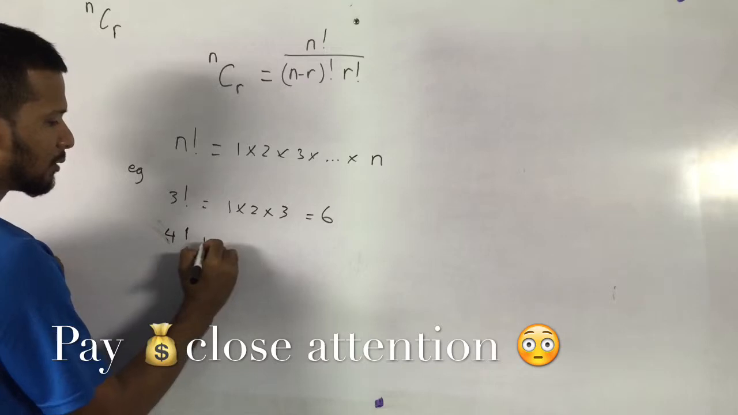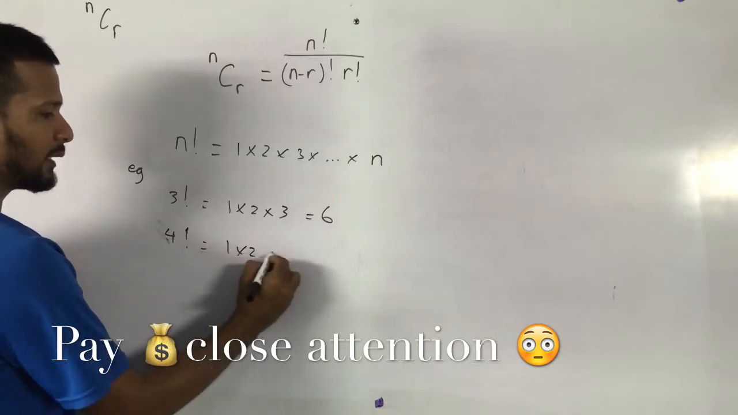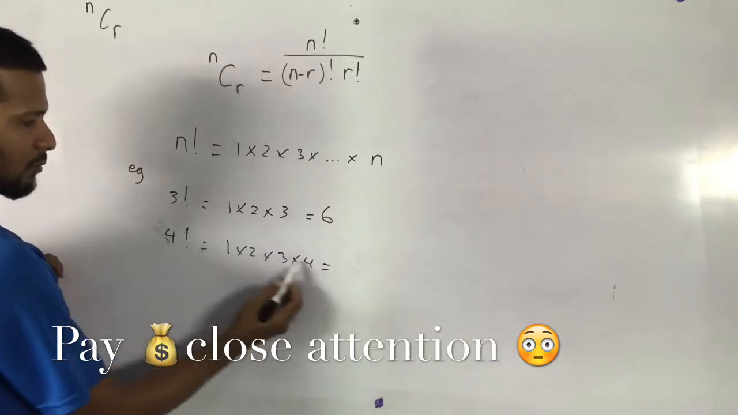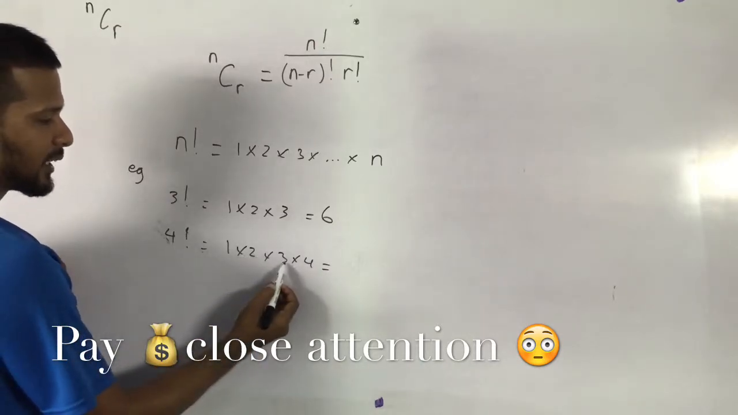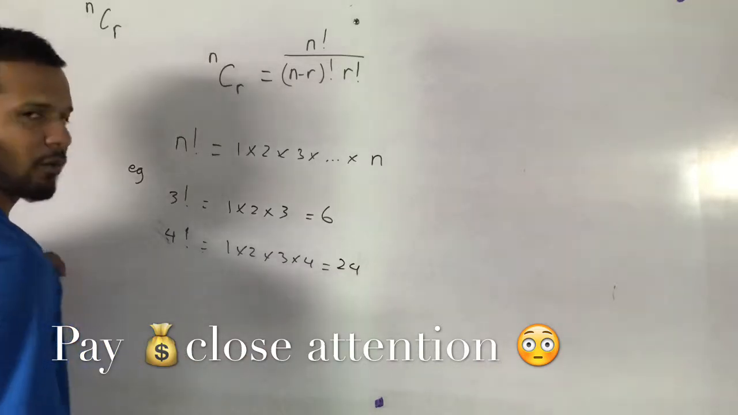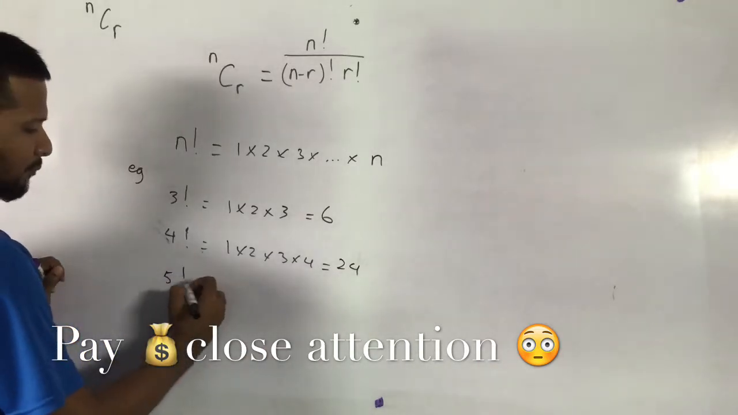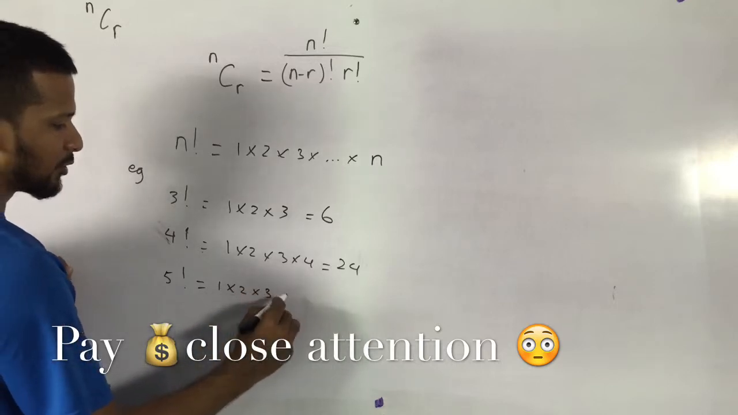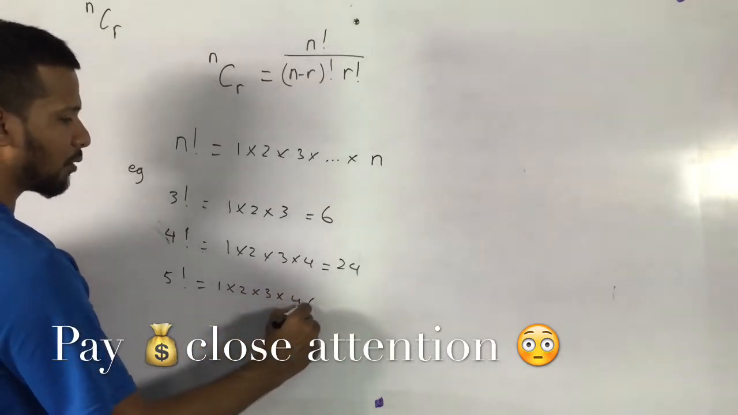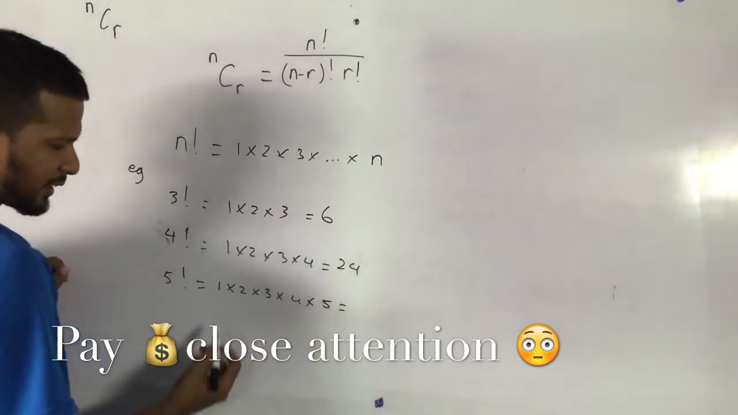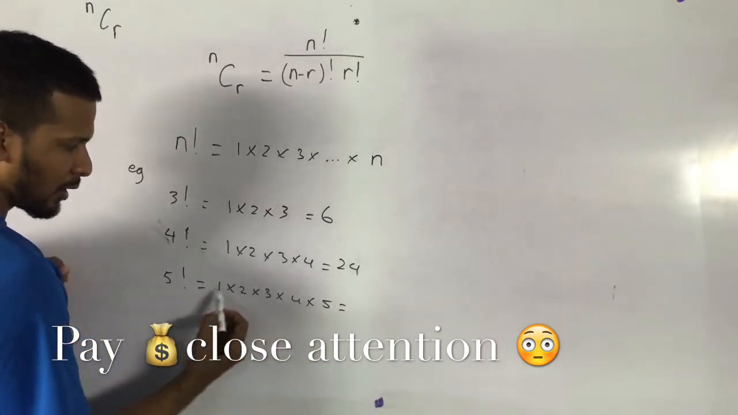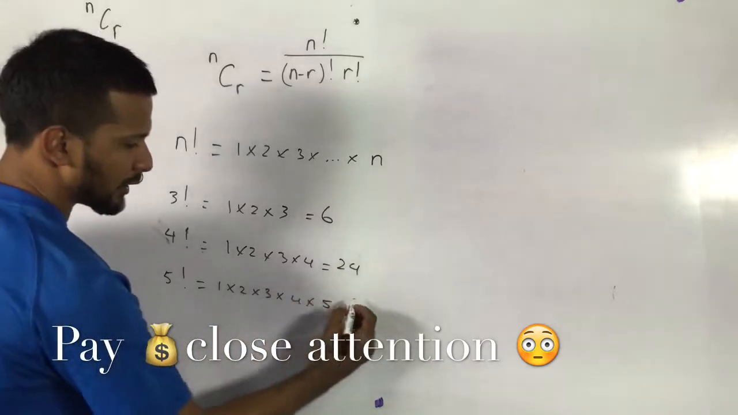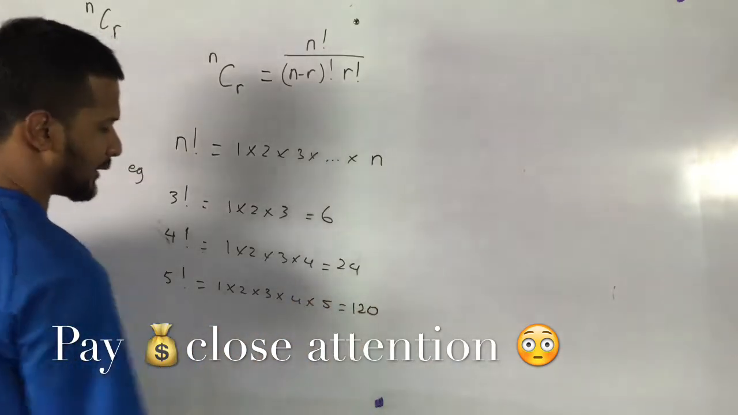4 factorial, same thing, 1 by 2 by 3 by 4. So from 1 until 4. This is 2 by 6 by 4, which is 24. We do one more. 5 factorial, 1 by 2 by 3 by 4 by 5, which is simply 24 by 5, right, which is 120.